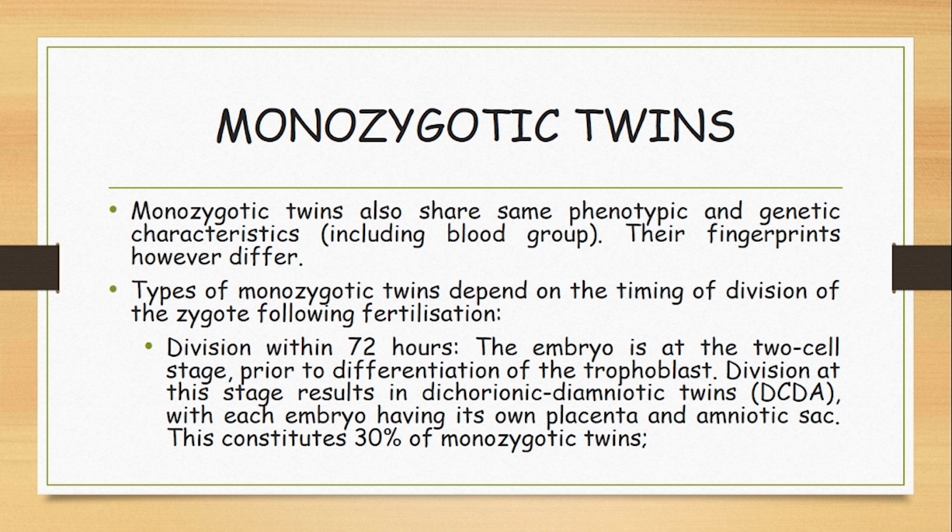Division within the first 72 hours, before the differentiation of the trophoblast, will give rise to dichorionic diamniotic twins. So each fetus has a separate placenta and separate amniotic sac. This constitutes 30% of monozygotic twins. Dichorionic diamniotic monozygotic twins have to be differentiated from dizygotic twins, where 2 ova are fertilized at the same time or at different cycles, by assessing the genetic material. We will discuss this later.